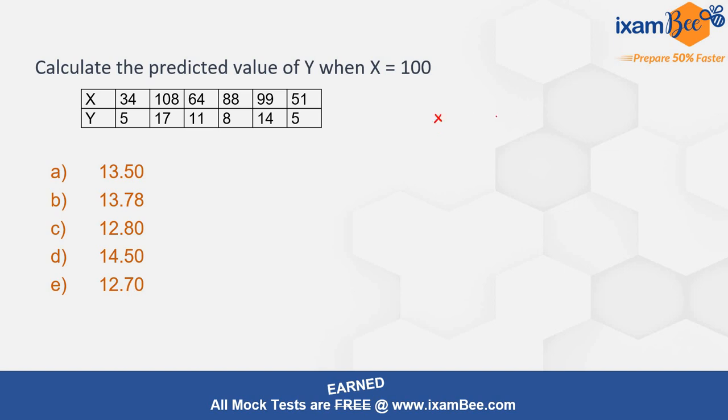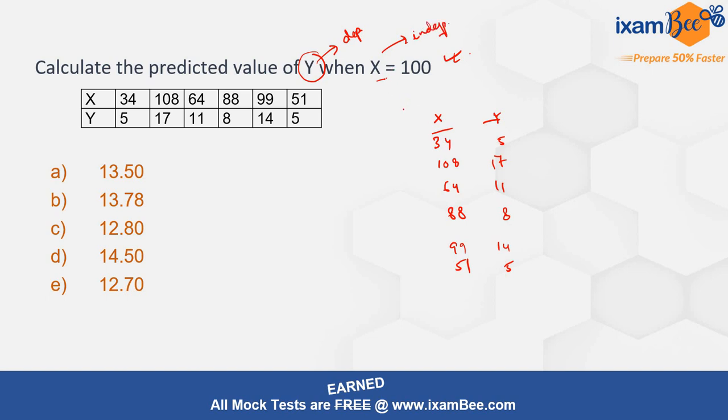So see, you're given values of x and y. X is 34, 108, 64, 88, 99, 51. Y values are 5, 17, 11, 8, 14 and 5. Now you have to calculate the predicted value of y when x is 100. So this statement tells you that your dependent variable is y, whereas your independent variable is x.